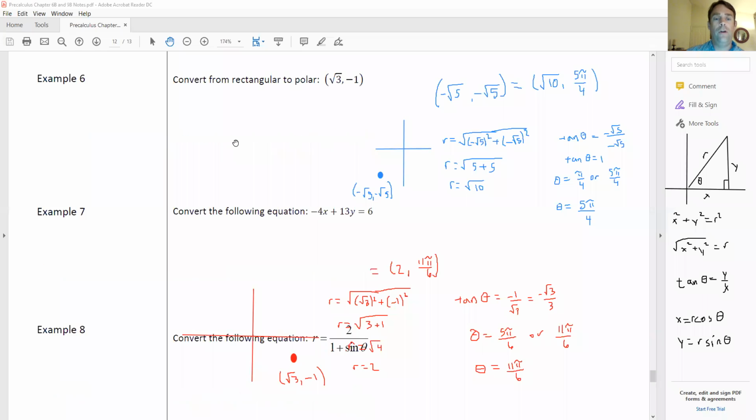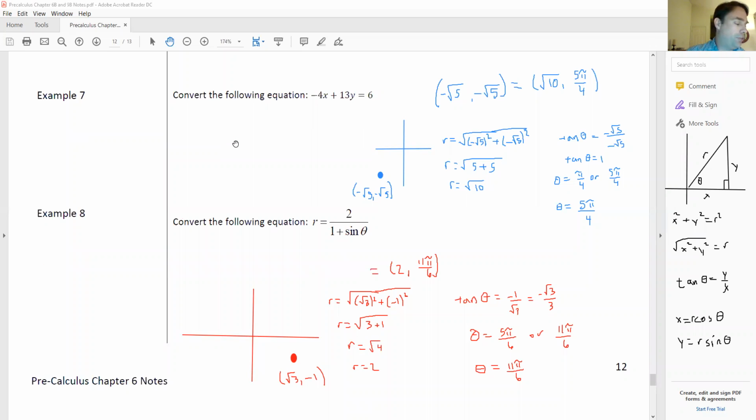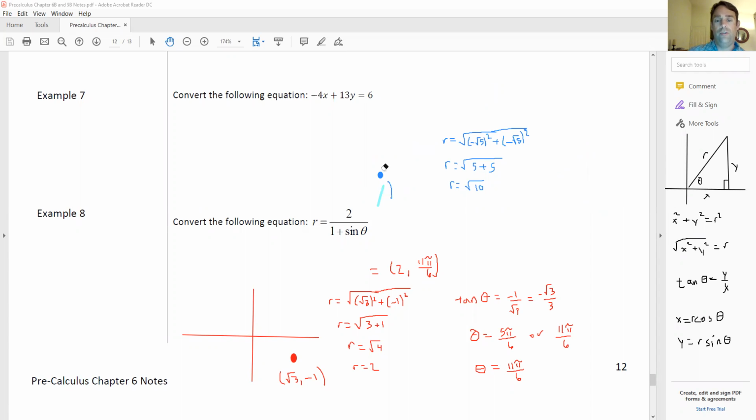All right, so we've converted points. That's not the only thing we can convert. We can also convert equations. So when you're converting equations, when you're going from rectangular to polar, all it means is wherever your x and y are, we want to get rid of x and y. So rectangular, and we're going to put it into polar.